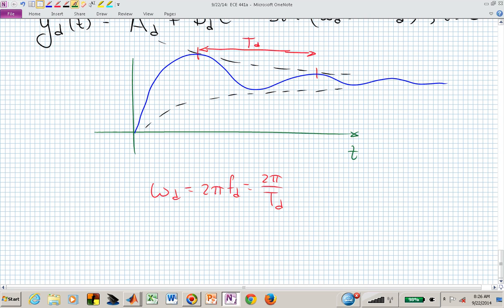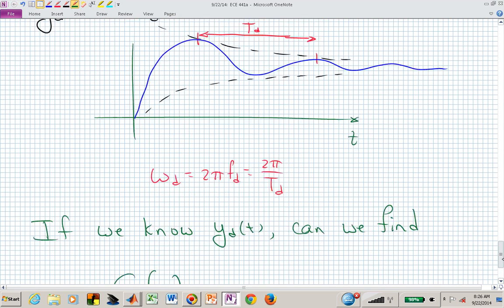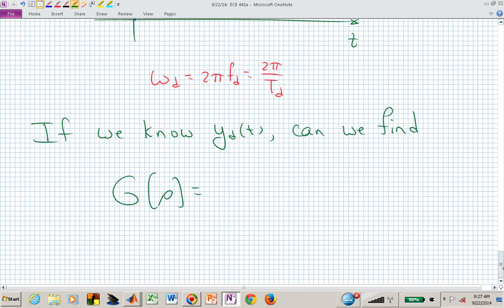Meaning, if we know y sub d of t, can we find g of s? Maybe I should have done, let me change this. Can I say that's an alpha bar? It's now a fish with a hat on, or a bar on top. Now I want my g of s to be alpha over s plus sigma squared plus omega sub d squared.